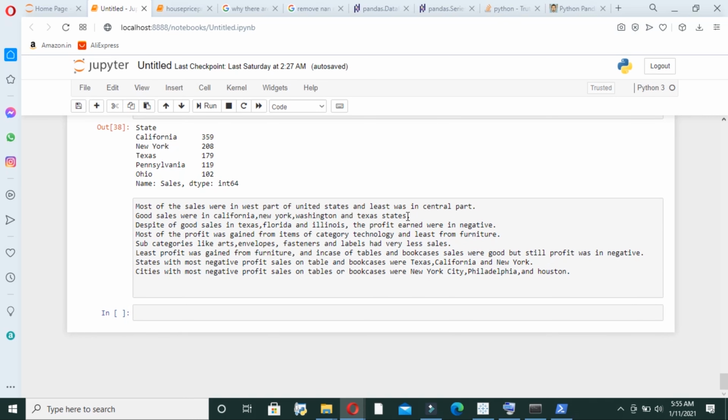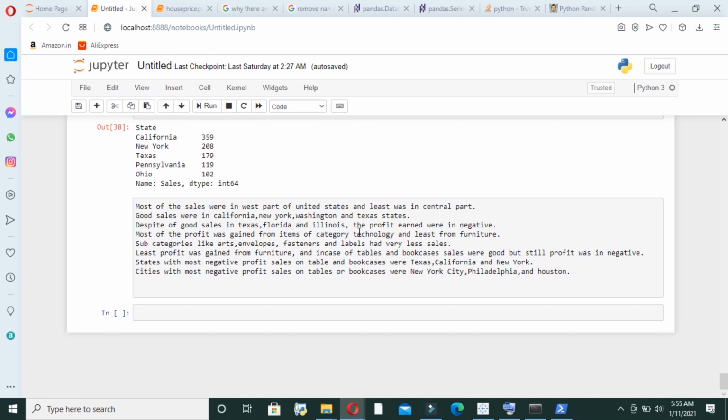Let's see the most important points from the above analysis. Most of the sales were in the west part of the United States, and the east was in the central part. Most sales were in California, followed by New York, Washington, and Texas. Despite good sales in Texas, Florida, and Illinois, the profit earned was negative. Most of the profit was gained from items in the category technology and the least from furniture. Subcategories like art, envelopes, fasteners, and labels had very little sales.